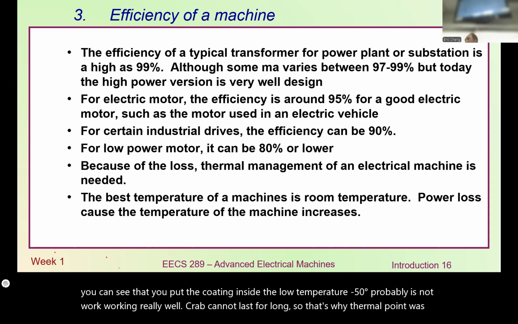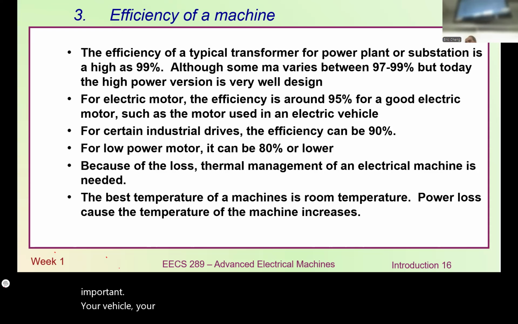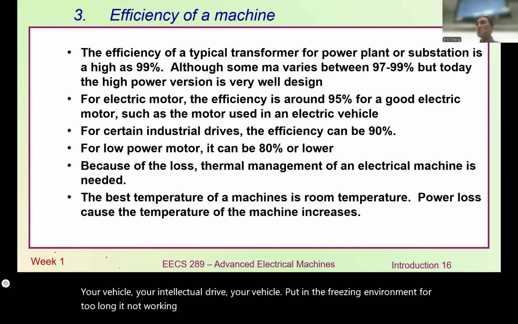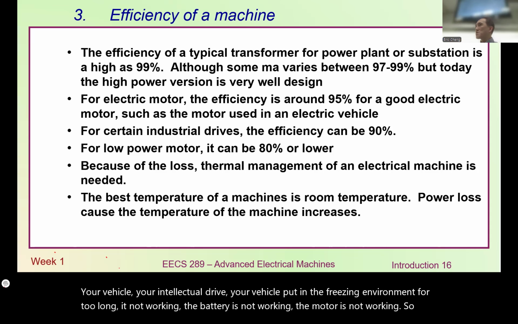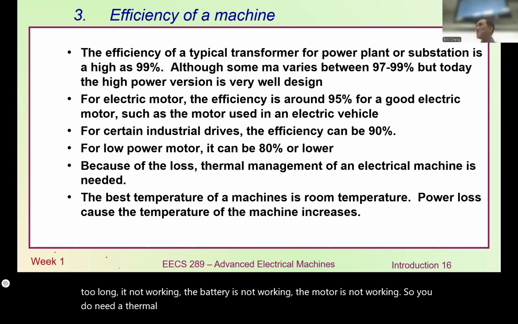Your vehicle, your industrial drive, putting it in a freezing environment for too long is not working. The battery is not working, the motor is not working. So you do need thermal control. Make sure it works. So your EV cannot be left outside for too long. Better to put it inside the garage.